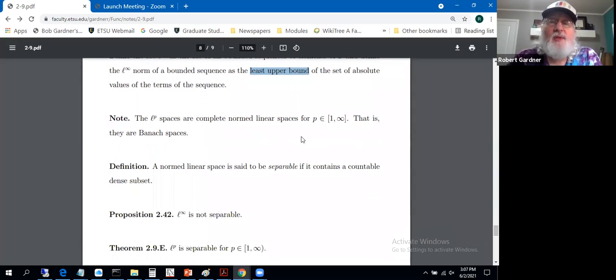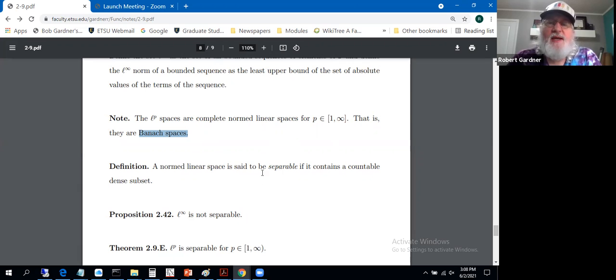These are complete normed linear spaces. So the little LP spaces, they're also Banach spaces. Don't have to go into all that measure theory stuff to talk about the little LP spaces. Potentially you could address the LP spaces in a senior level class because it doesn't require all that measure theory stuff.